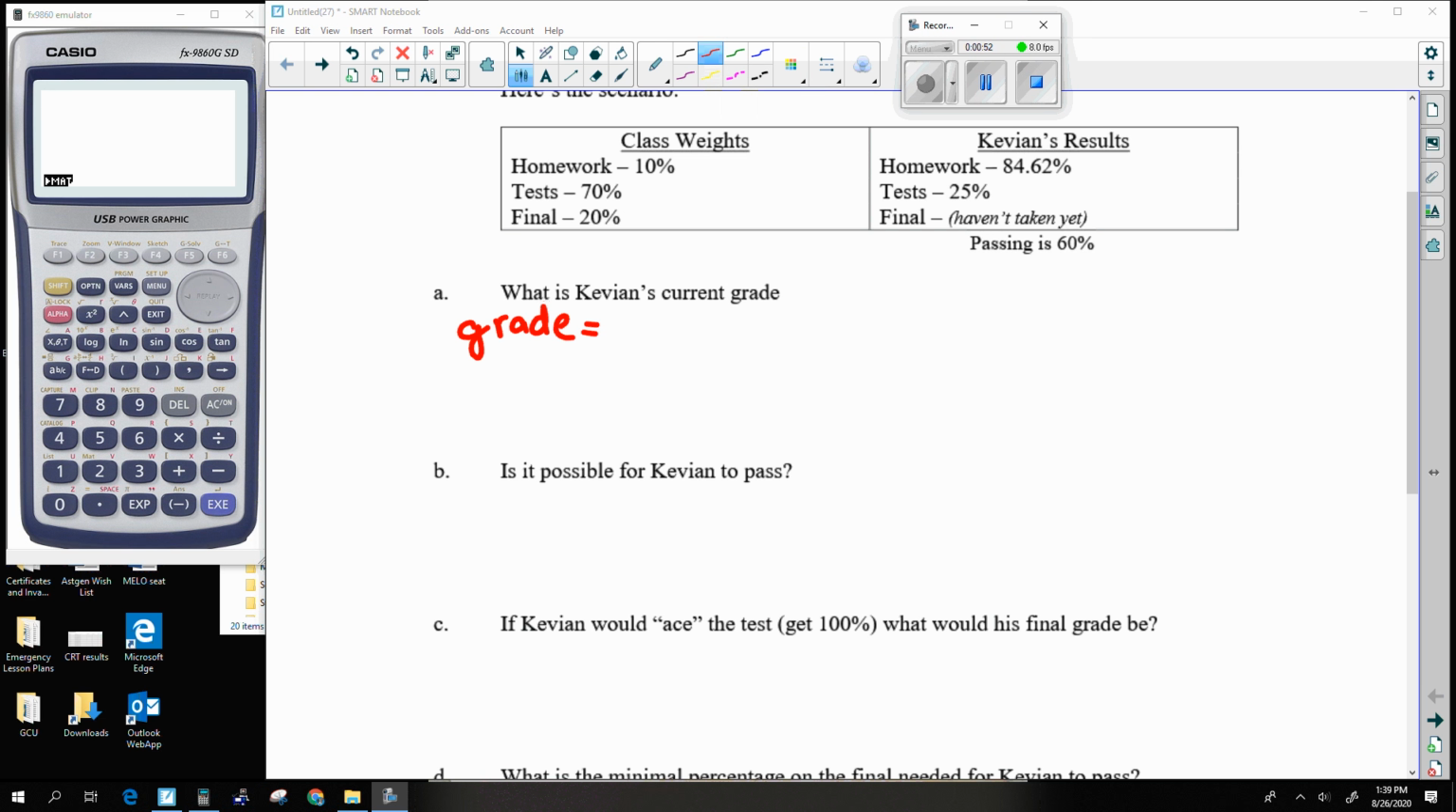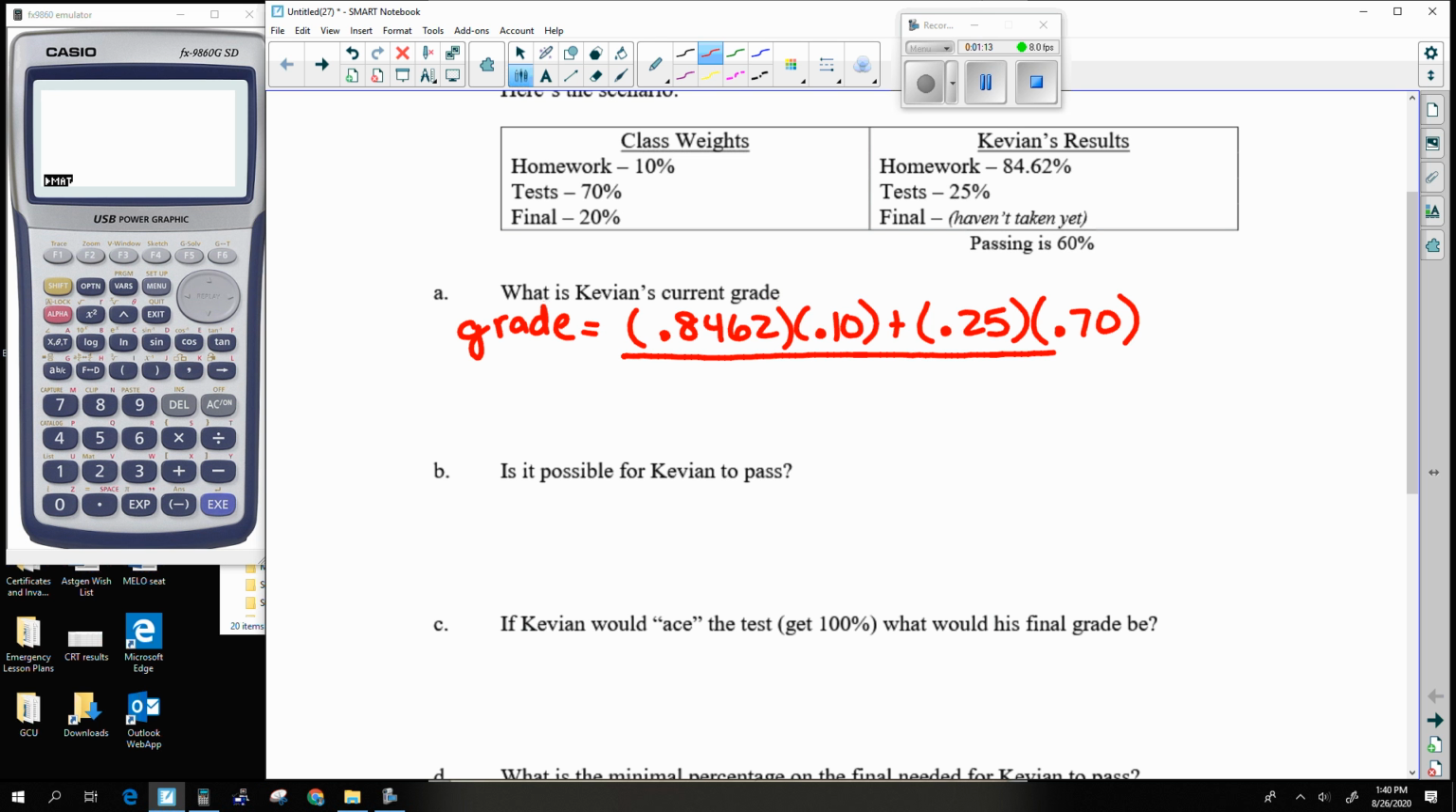Okay, so in Kevion's grade, we multiply the scores with the weights. In his homework, he has 84.62 with the weight. The tests, he's got a 25%, oh, gravy, with a weight of 70%. And then he has not taken the final, so I am not going to add any more categories. So with that, I divide by just the weights. So the homework was worth 10% and the tests were worth 70%. I get a complete answer to the top, a complete answer to the bottom, and then I divide the two.